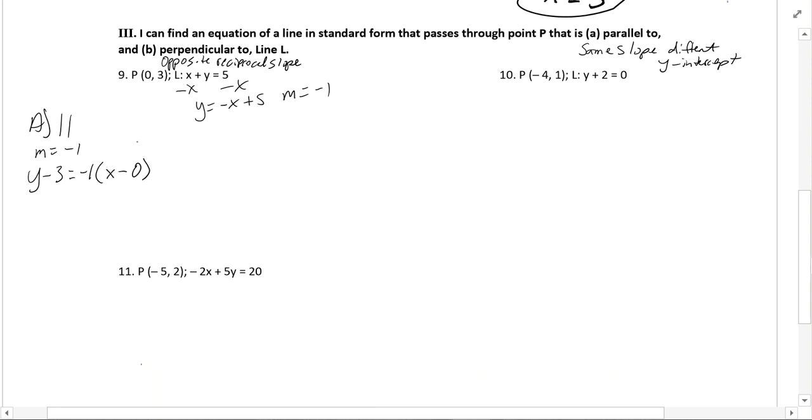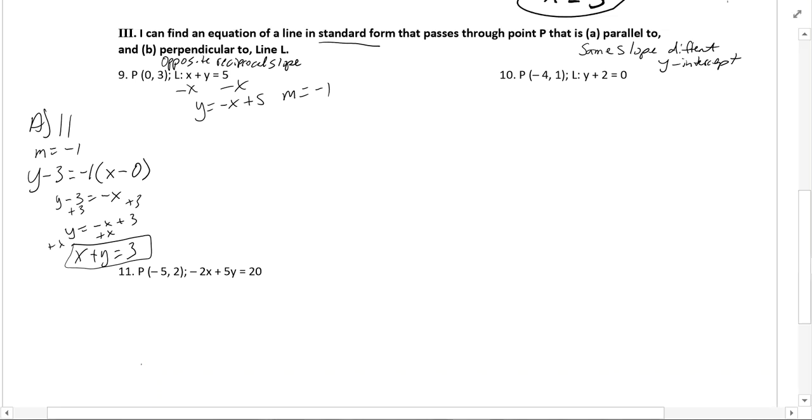Right now it's in point slope form, but the question asks for standard form, which means I have to distribute and simplify. So I'm going to get y minus 3 equals negative x. Then I'm going to add 3 to both sides. So I get y equals negative x plus 3. And I'm going to add x to both sides. So I get x plus y equals 3. And now my line is in standard form.